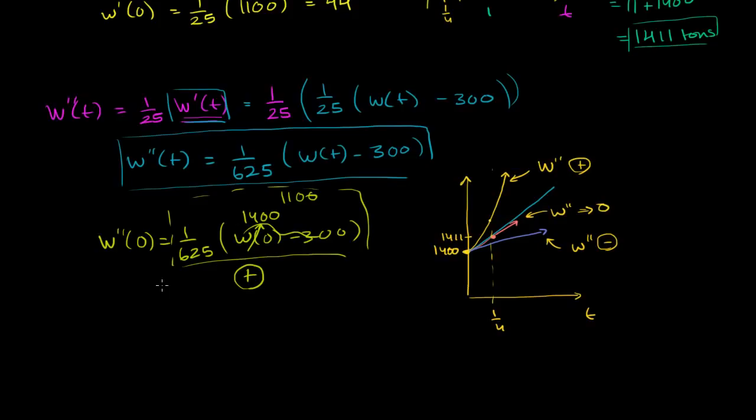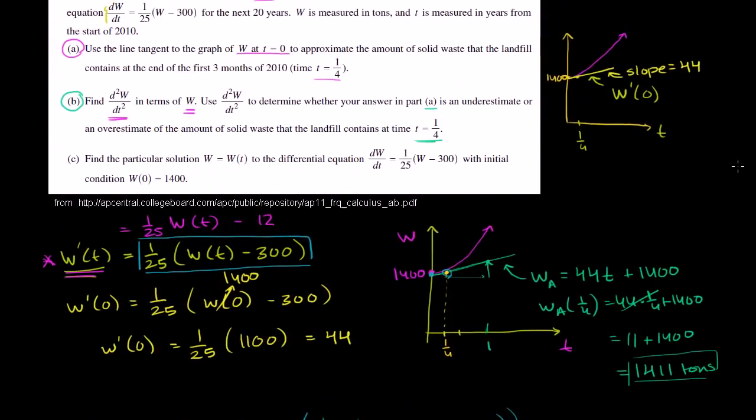So the second derivative is positive, which means the slope is increasing. At least right at our starting point, our slope is increasing, which tells us that since our slope is increasing from that point, and we know that W is an increasing function, our estimate in part A is an underestimate. So this is the case that we're dealing with. So our estimate in part A is an underestimate of the actual amount of solid waste in the landfill at time t equals 1/4.